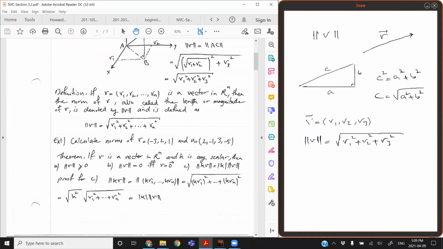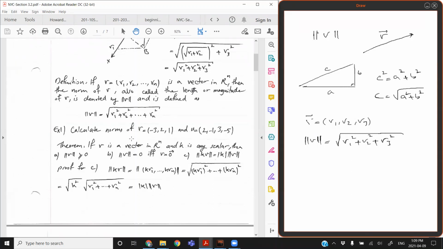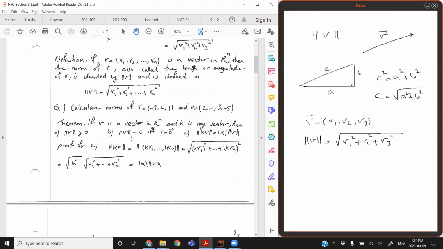If vector v is a vector from Rn, so it has n components, v1, v2, all the way to vn, then the norm of v, also called the length or the magnitude of v, is denoted by v between 2 double vertical bars, and is going to be defined like this. v1 squared plus v2 squared plus v3 squared all the way to vn squared, and then you add them all up and you take the square root of the sum. Any questions so far?